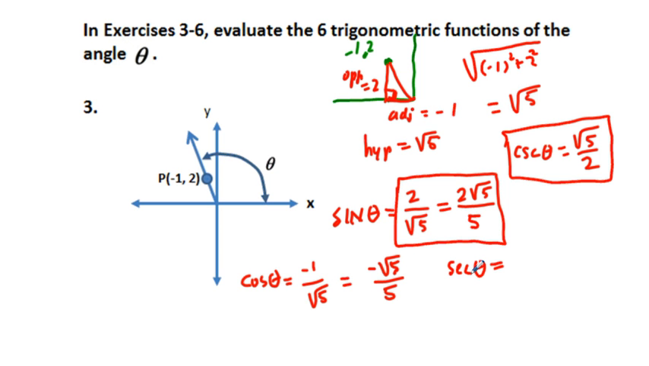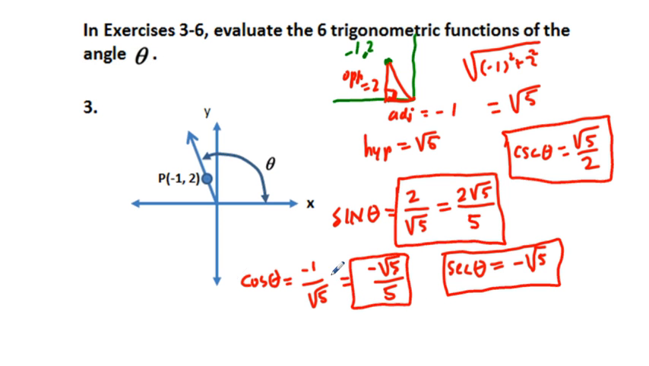Our secant is going to be the reciprocal of that, which is going to be just negative square root of 5. Okay, so that's our secant. We have our cosine is negative square root of 5 over 5.